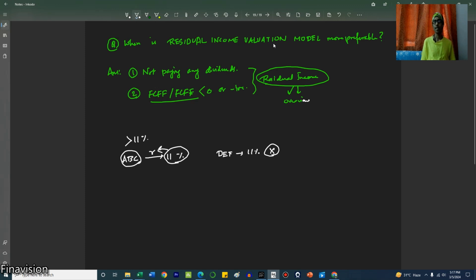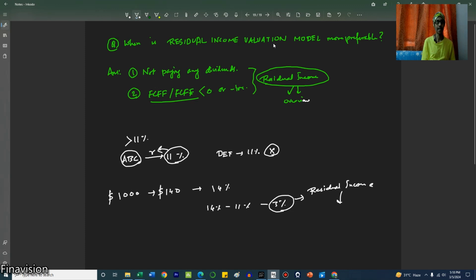So let's see. You invested $1,000 here and you earned $140 on the first period. So this translates to 14%. You have foregone an investment of 11% to invest in ABC, and ABC has given you 14% return. So your extra return is 14% minus 11%, which is 3%. This 3% is basically your residual income.